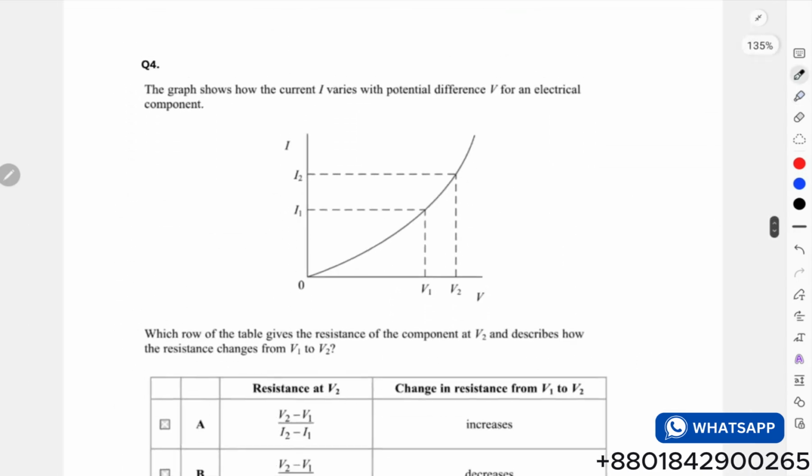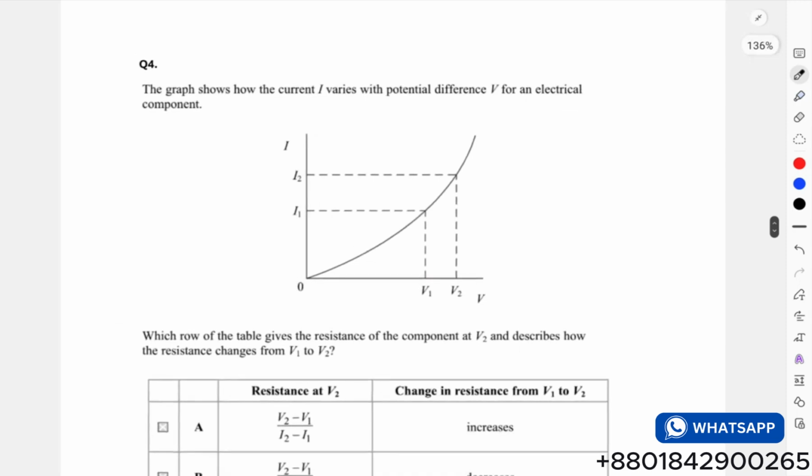Okay, we're going to move on to question 4. It says that the graph shows how the current varies with potential difference for an electrical component. We can clearly see that initially it is less steep and finally it is more steep, which means that initially the resistance is very high and finally the resistance is extremely low. This is actually the graph for negative temperature coefficient conductors, right? So let me just write this down.